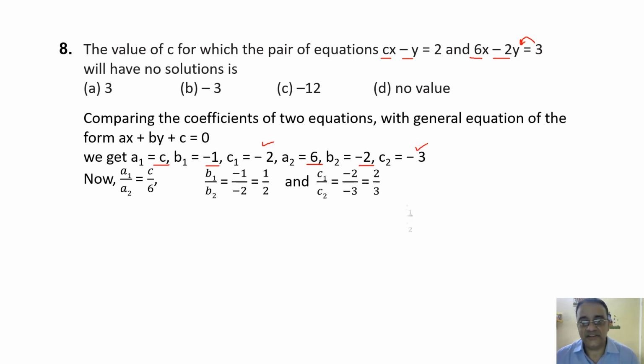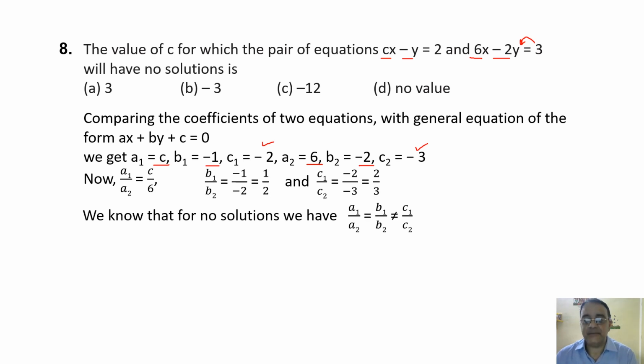Now we write the condition for no solution: a1 upon a2 is equal to b1 upon b2 not equal to c1 upon c2. Again we are going to take only these two parts. So c by 6 is equal to 1 by 2. What is the value of c? 3. Not minus 3, 3 only. Which option is the correct one? Option A.